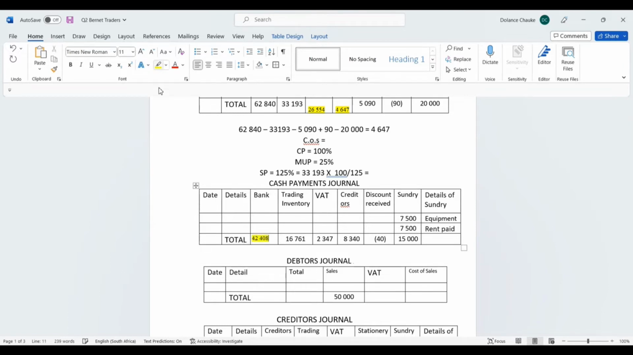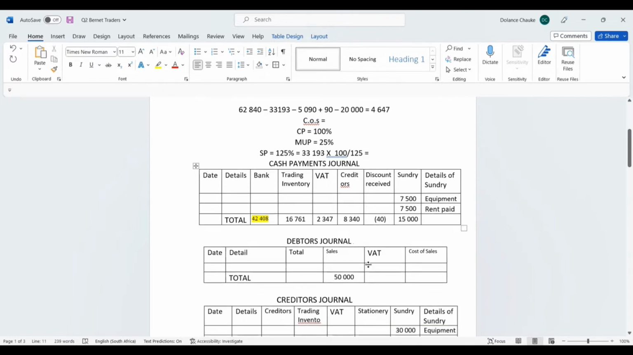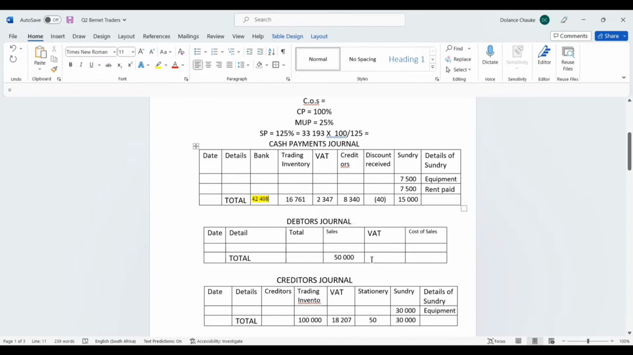Let's move. I hope everyone is following. And if you're not following, please stop me so that I can explain, then we proceed, right? I don't want anyone to be left behind. Can we move to Debtors General? Hello? Can we move to Debtors General? Yes, we can.